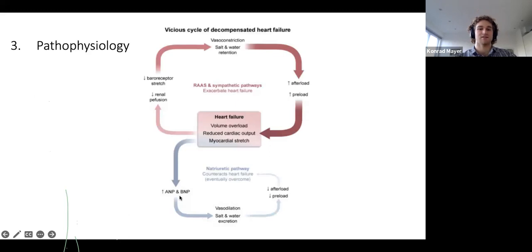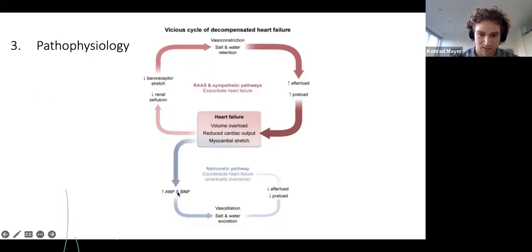So the next slide, what happens in heart failure, is a graphical demonstration of this. We can see heart failure, as I've been mentioning: reduced cardiac output, volume overload, decreased kidney perfusion, saltwater retention, increased preload and afterload, which means the heart has to work even more, but the heart is weak. So the heart is stretched, myocardial stretch. I'll get into this later too.